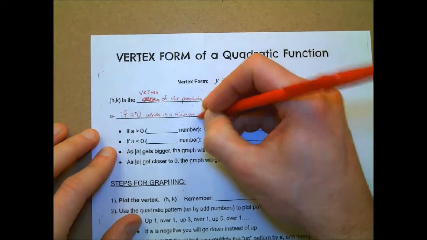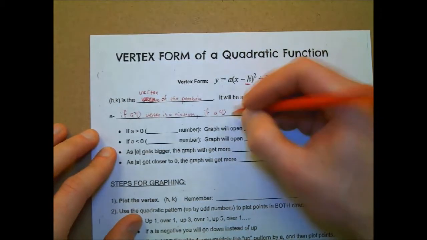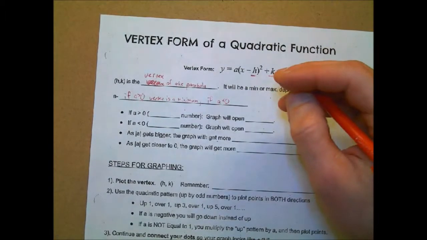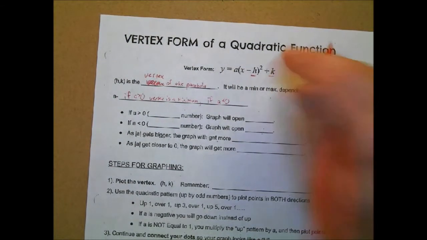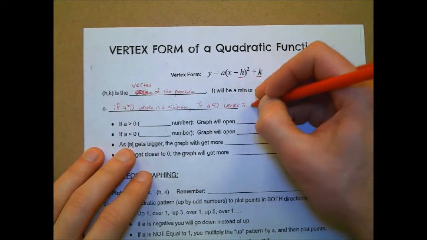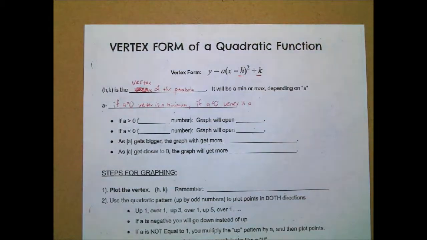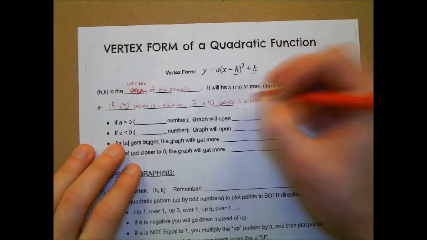If A is less than 0, do we open up or open down? Concave down, right? So if A is less than 0 and we're concave down, is the vertex a maximum or a minimum? Maximum, right. The vertex is a maximum.